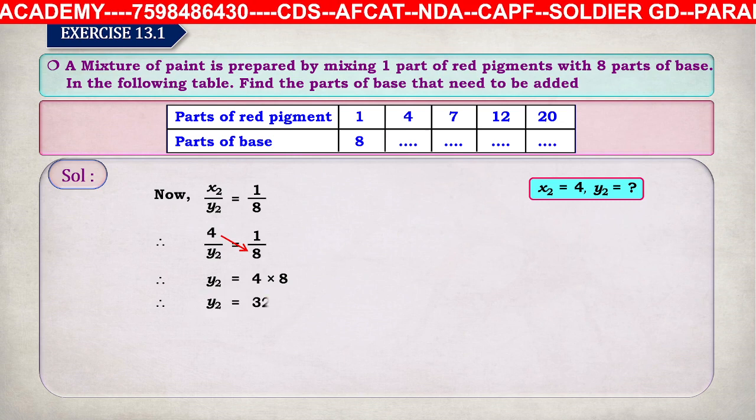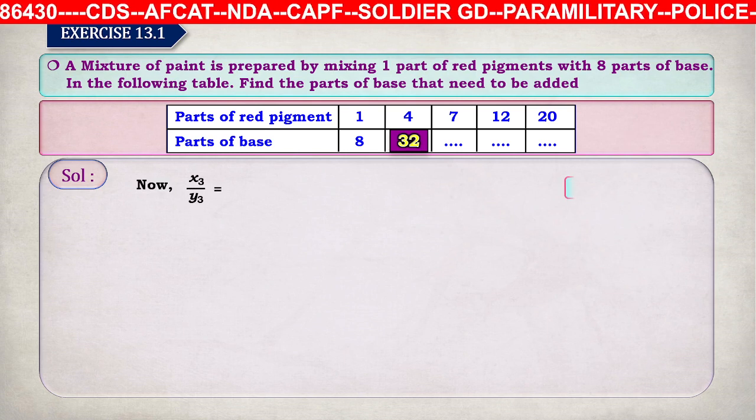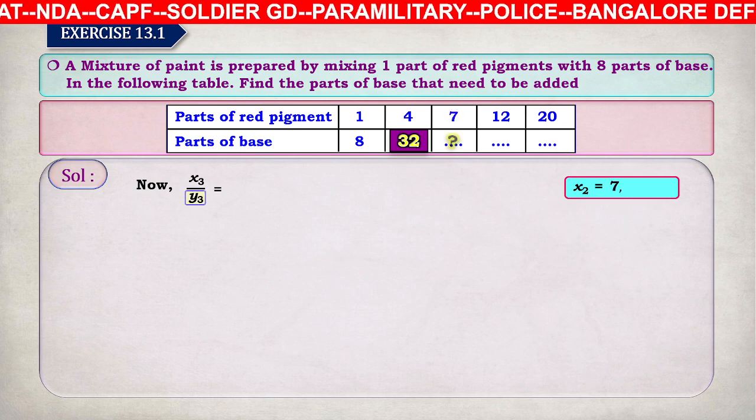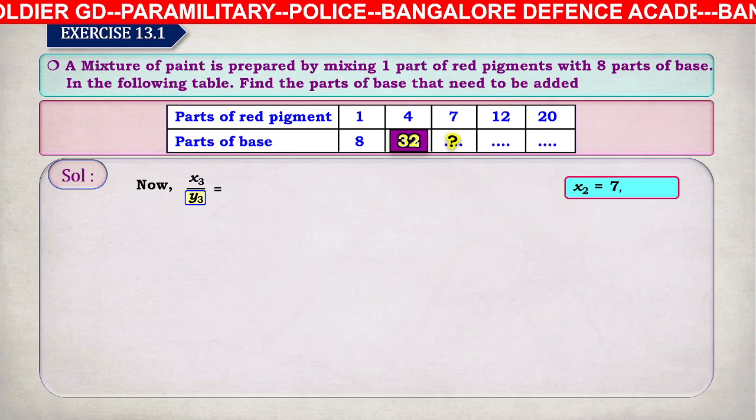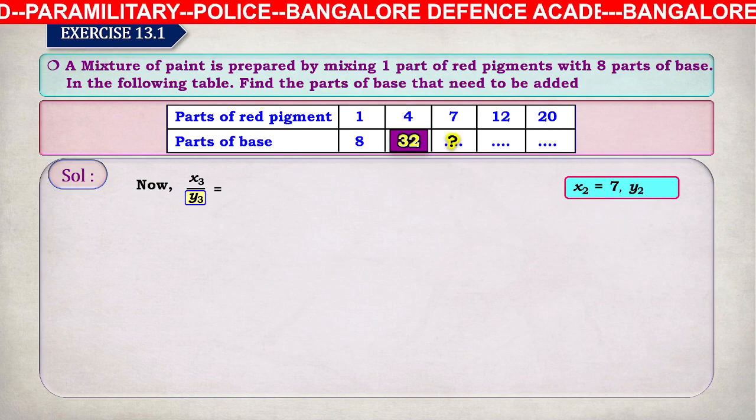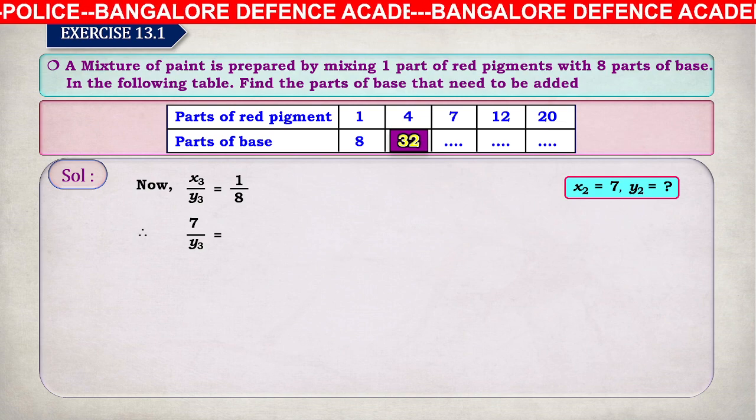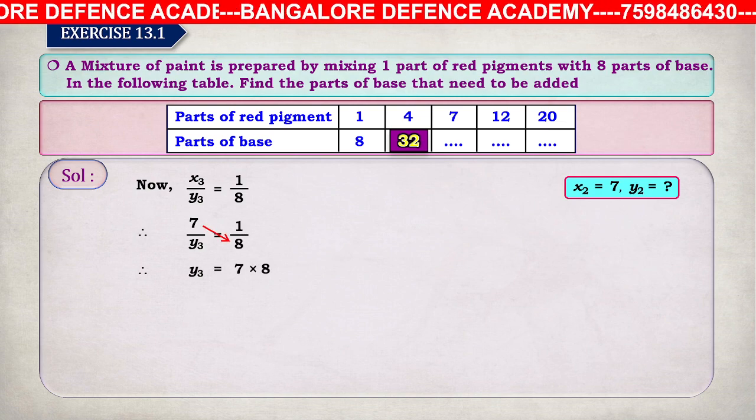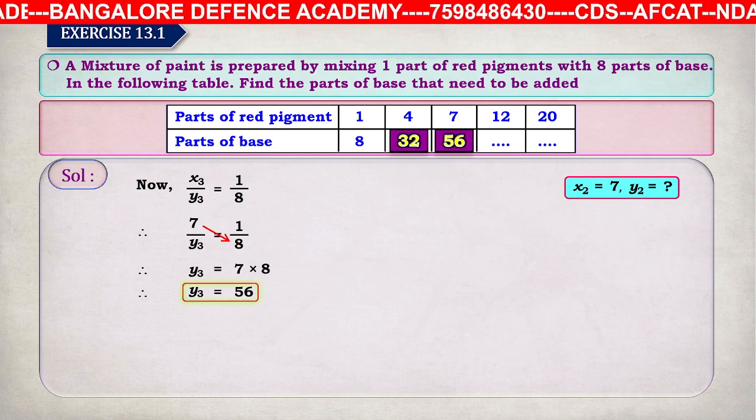So in place of y2, I am going to write 32. Now in the same way, you are going to write x3 by y3 is equal to x4 by y4. x3 value is 7 and y3 value you have to find. So now when you solve this equation, 1 by 8 is equal to 7 by y3. Again you are going to cross multiply. So 7 into 8 is equal to 56. So the value will be 56.